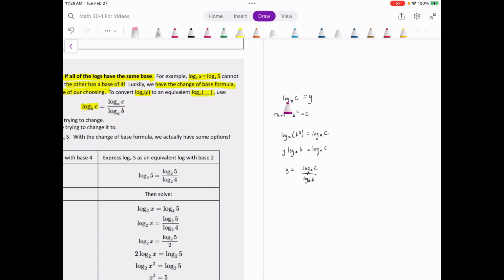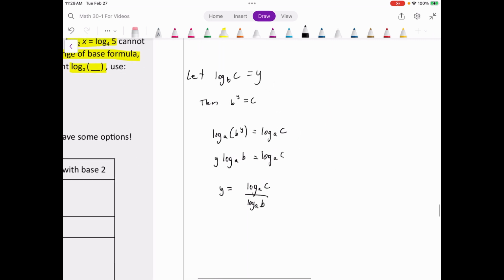Well, we'll start out, we'll just say let log base b of c equal y. Y just being whatever log base b of c happens to equal. And then we can write that in its exponential form, so b to the y equals c. And now, when we're coming up with formulas and looking for relationships, sometimes we just try stuff and see if we can find anything. So what I did here is I took log base a, some different base than what we started with, of both sides. Log base a of b to the y equals log base a of c. That's all I did, took log base a of both sides.